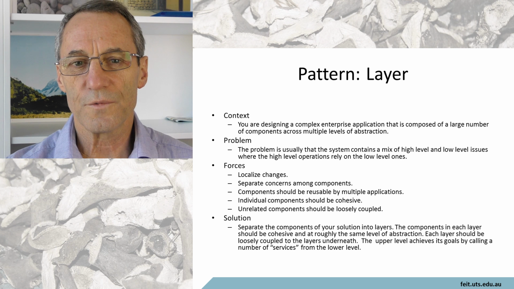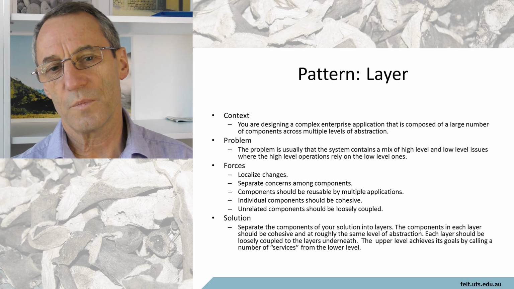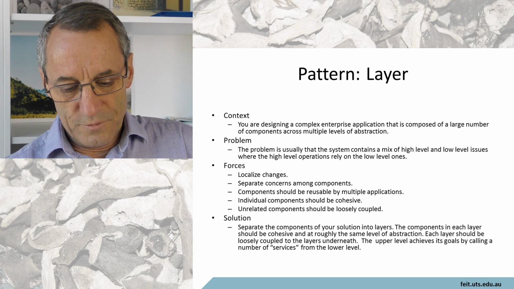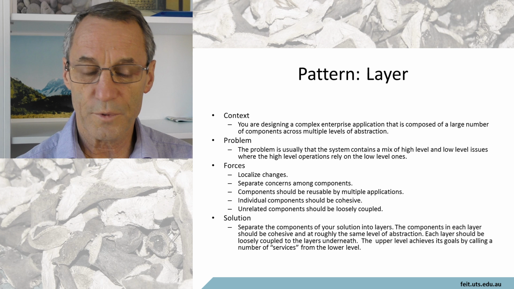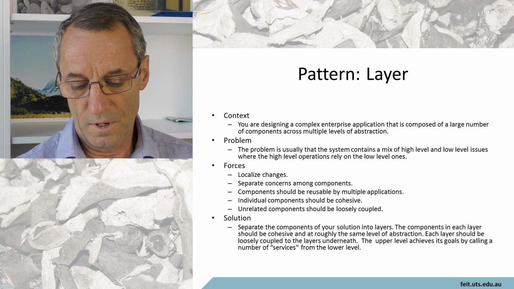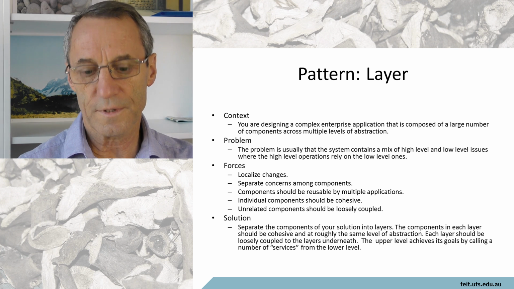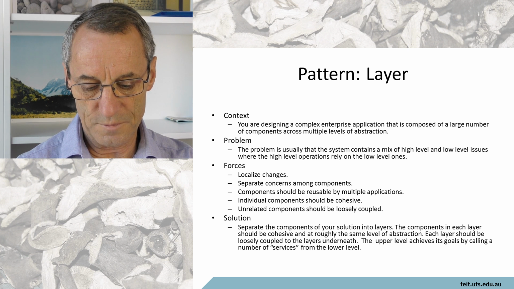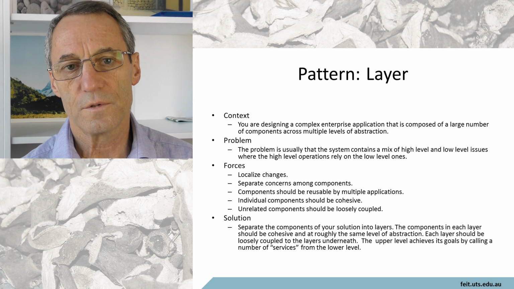So we want to structure this system in such a fashion that it's easy to pull out one part and substitute another part, or to update that one particular part. The individual components should be cohesive, and the unrelated components should be loosely coupled. Now the solution is to separate the components of your system into layers, and the components in each layer should be cohesive and roughly at the same level of abstraction. Each layer could be loosely coupled to the layers beneath, and the upper level achieves its goals by calling on the lower levels to provide services.